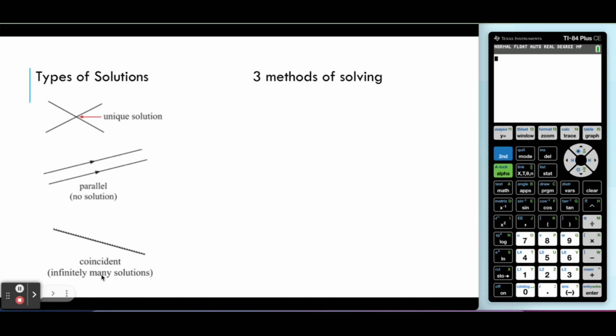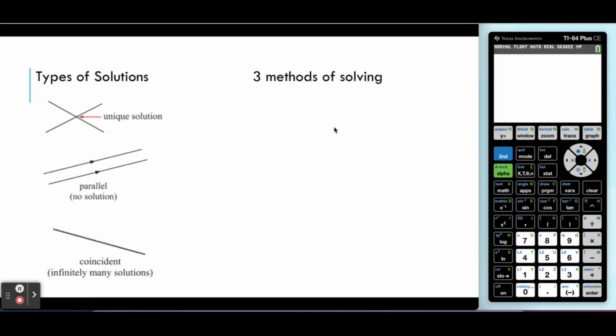Or you can have an infinite amount of solutions. Now, this happens when you have coincidental lines, which means that the two lines have the exact same equation, same slope, and same y-intercept. Most of the time, we'll have a situation where we're actually looking for an intersection point, so we're looking for this unique solution.